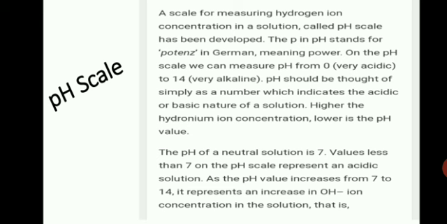So here he devised a scale which makes use of the hydrogen ion concentration in them.